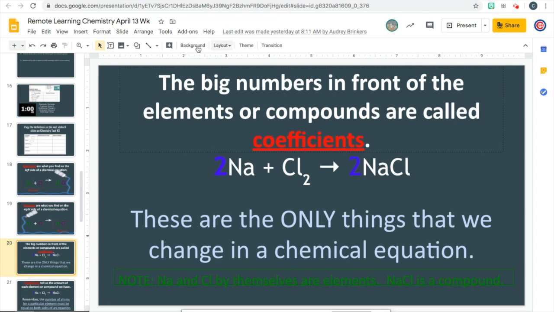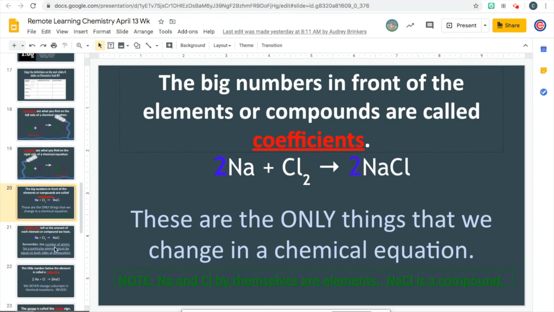Again, the definition you're writing down is in this dotted box. We'll get into this a little later, but the only things we can ever change in a chemical equation are these coefficients. These can move around. Don't worry about that yet, but just know that these are the numbers that could potentially move around in a chemical equation when needed. Those are our coefficients.